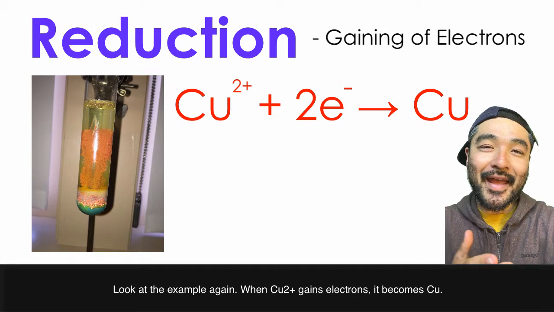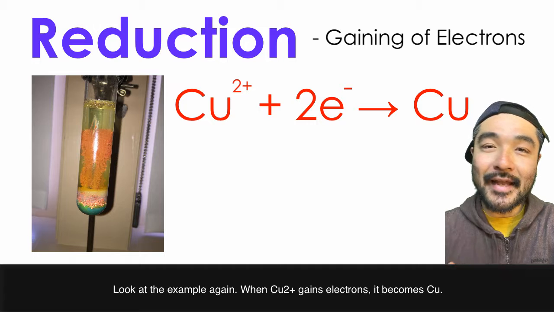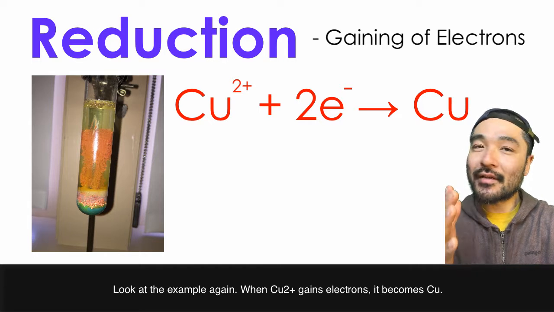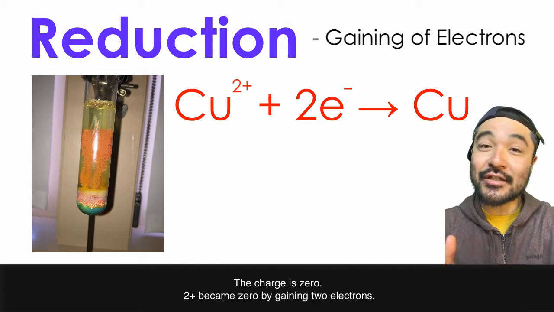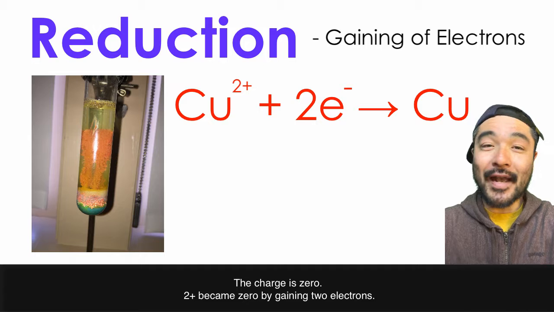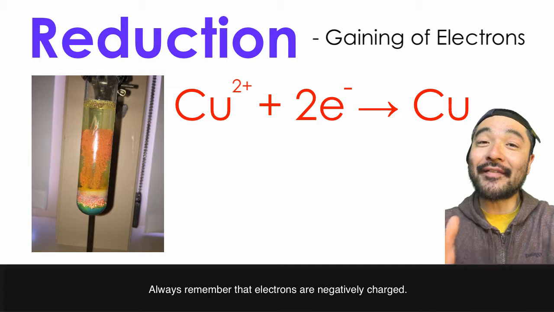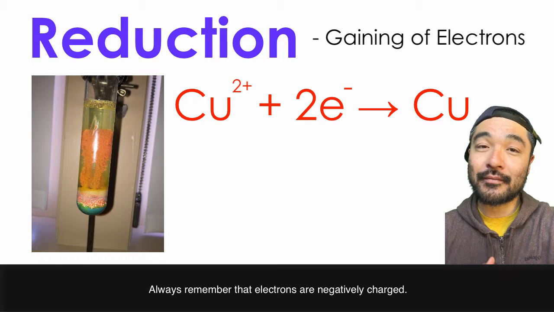Look at the example again. When Cu2+ gains electrons, it becomes Cu. The charge is 0. 2+ became 0 by gaining 2 electrons. Now always remember that electrons are negatively charged.